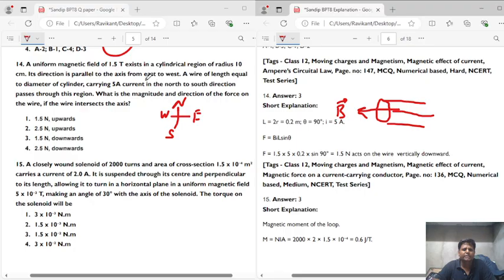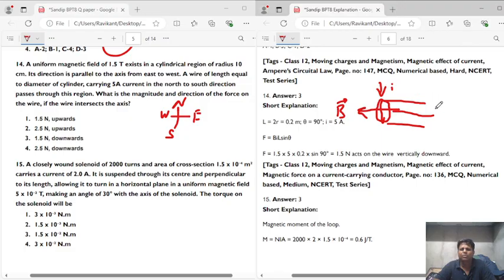What they are saying is that there is a conductor or wire of length equal to the diameter. If the radius is 10 centimeters, the diameter will be 20 centimeters. So this is a wire of length 20 centimeters, which has a current of 5 ampere in the north to south direction. Let me draw it like this, from north to south. This is the direction of current, and this is the direction of magnetic field. They are asking what is the magnitude and the direction of the force on the wire.